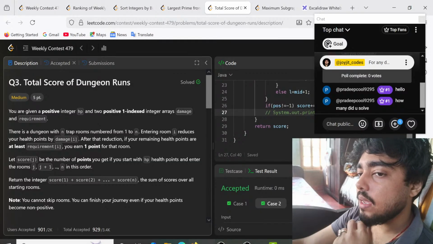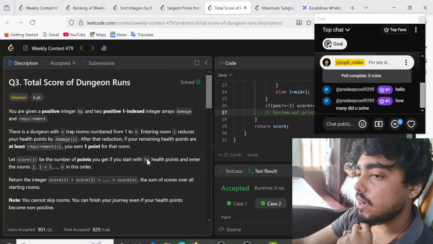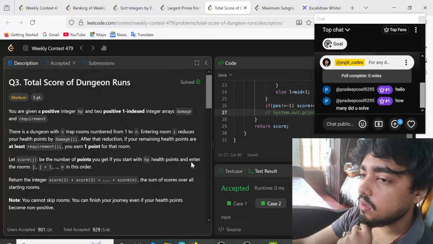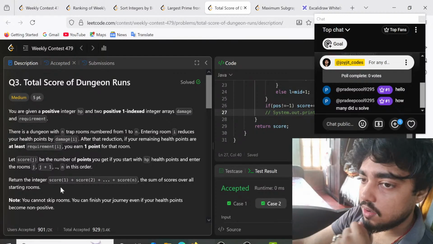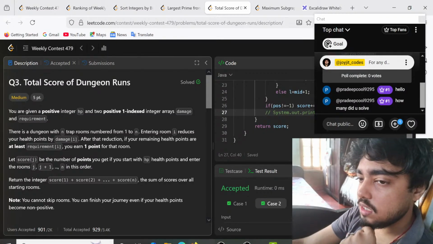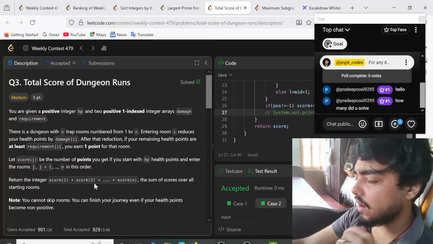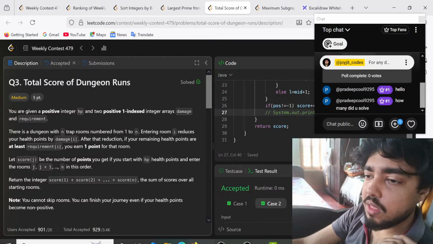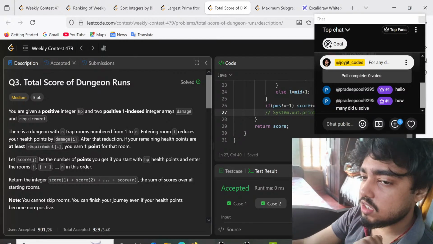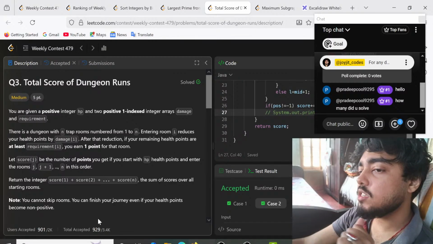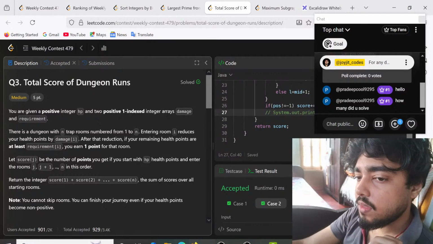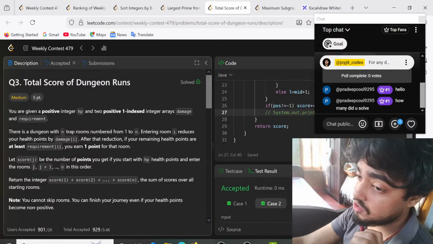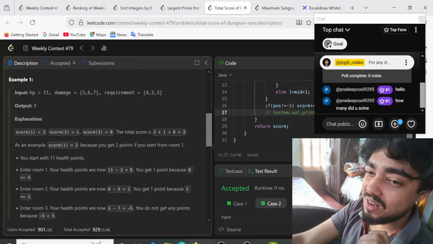Let score of j be the number of points you get if you start with HP health points and enter the rooms j till n, in this order. Return the integer score 1 plus score 2 and so on. So we have to find the summation of all the scores, the sum of all the scores over all the starting rooms. You cannot skip rooms. You can finish your journey even if your health points become non-positive.